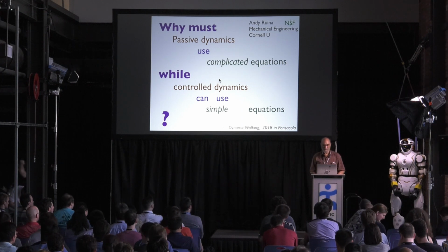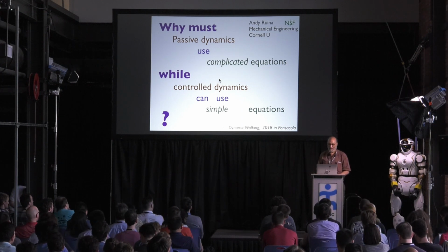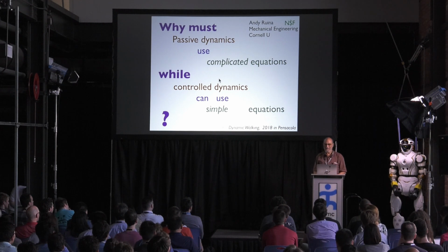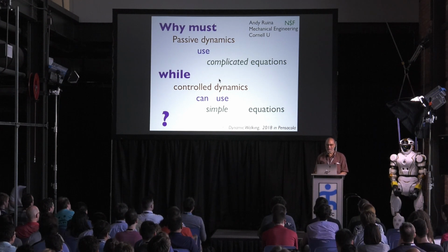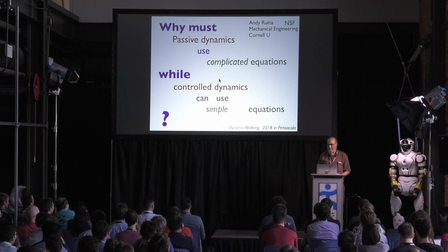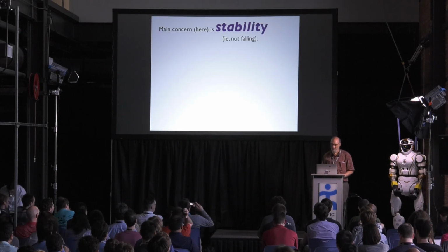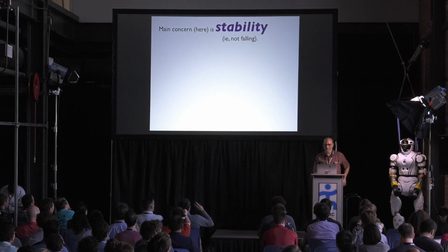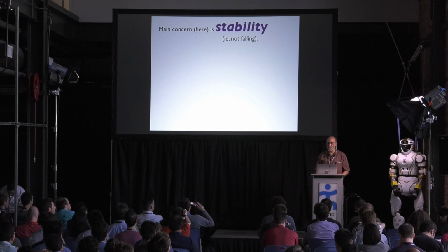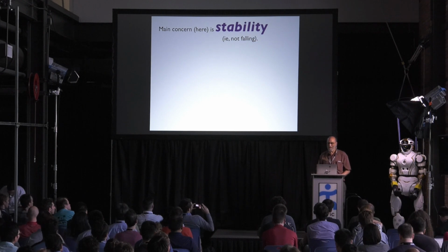Recently someone asked me a question, and I thought I would ask the question again, maybe partially answer it, which is: why is it that passive dynamics models tend to be complicated while controlled models tend to be simple? So my concern here is with stability. I don't know how much of what I say generalizes to control problems in general. I just haven't thought about it yet.